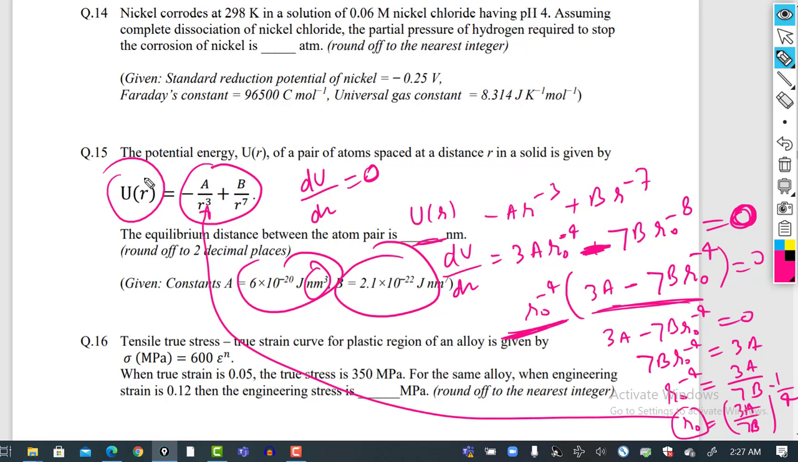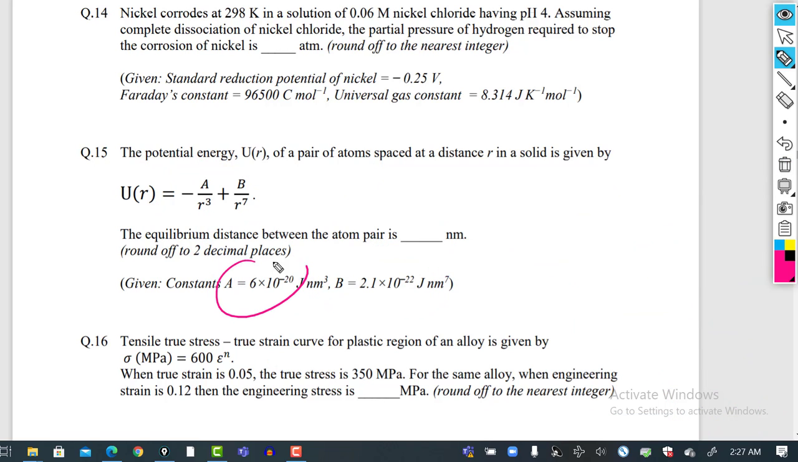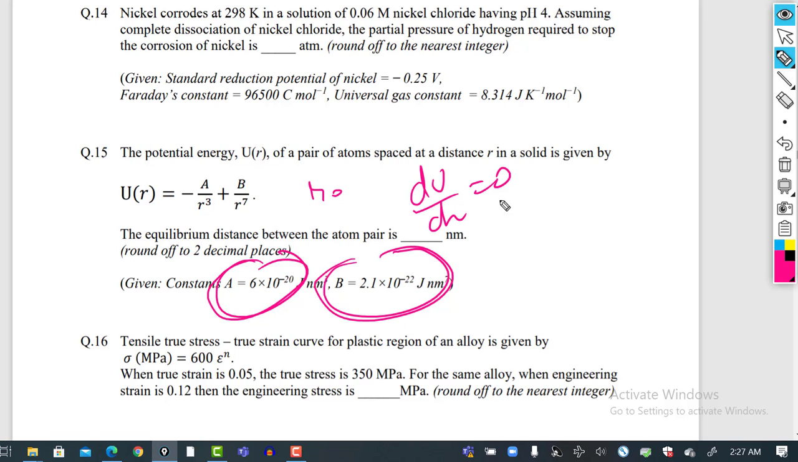Okay, so I hope everything is simple and fine, nothing is complicated, and you understood how to find A and how to find B. You understood how to find the unit of A and the unit of B. You also understood how to find the equilibrium distance, and why we are putting dU by dr equal to 0, because energy is minimum at r equal to r naught. I have already explained in the plot. Now you understood how to find U naught also.